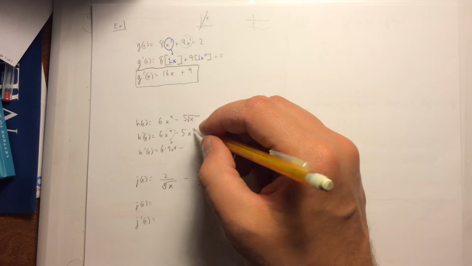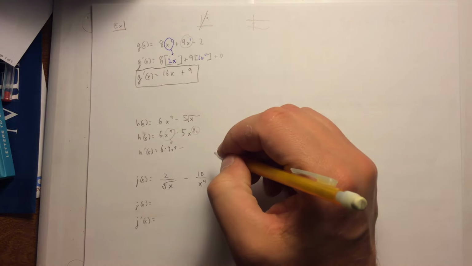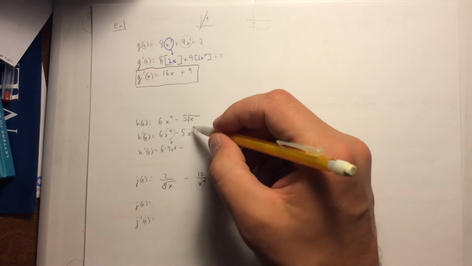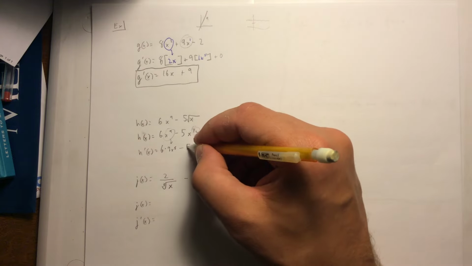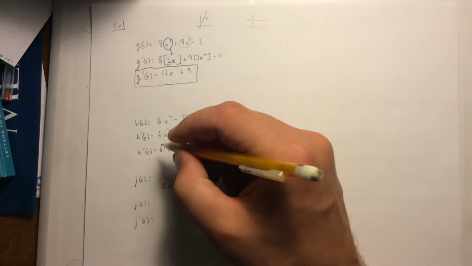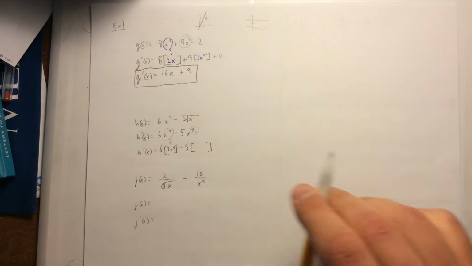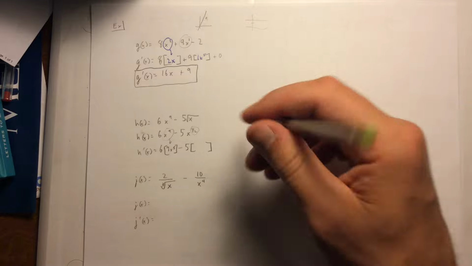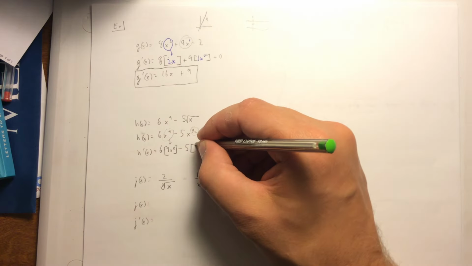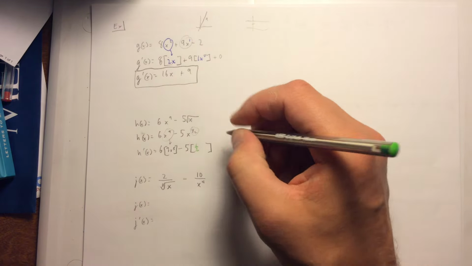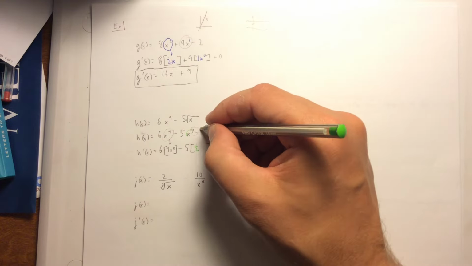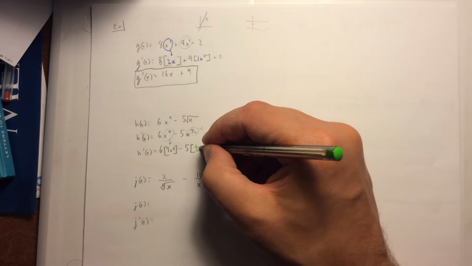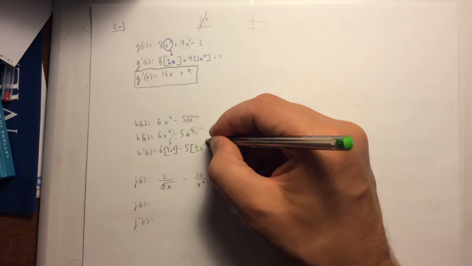5x to the 1/2. Well, I got to bring the power down in front. It doesn't matter that it's a fraction. We can still do this. That's what's so great about this. It's going to be 5 times derivative of x to the 1/2 is going to be, well, bring this down in front, 1/2. Got to subtract 1 from 1/2. Well, 1/2 minus 1 is x to the negative 1/2.